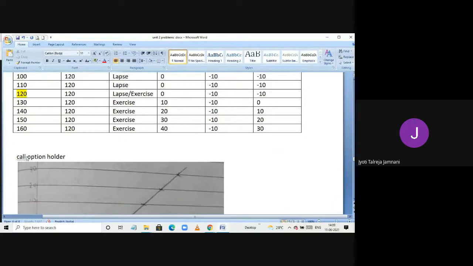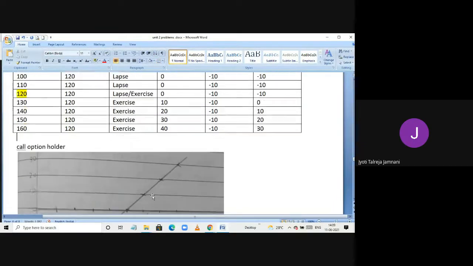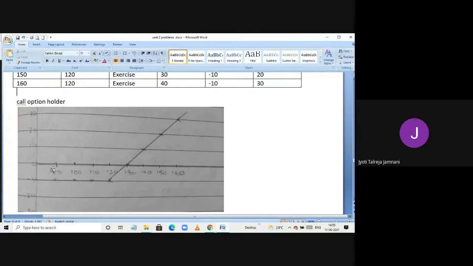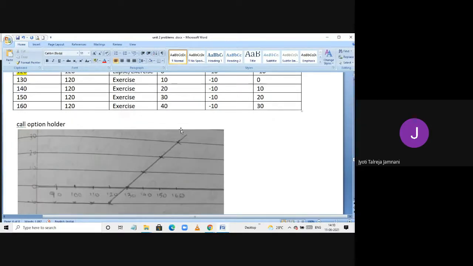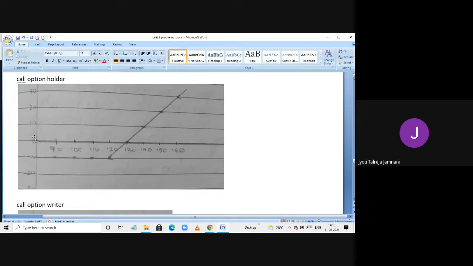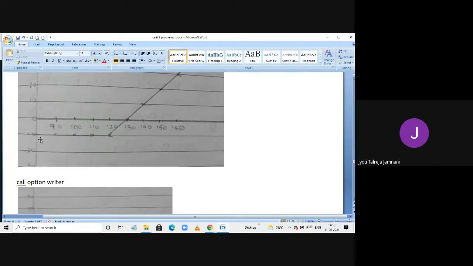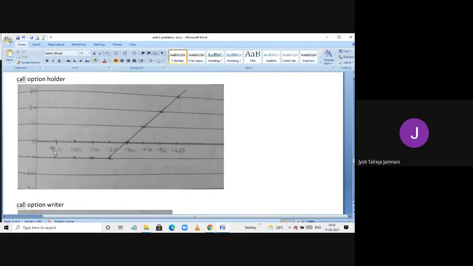Now if we show the graph, again on the x-axis we take all the prices from 90 to 160. Now look at the gain. Maximum gain is 30 and loss is 10. So if we take 5, 10 as interval, 5, 10, 15, 20, 25, 30, the graph will go very big. So I'm taking 1 centimeter is equals to 10. So if I take 10, 20, 30, I can fit the graph in a smaller place. Minus 10, minus 20, minus 30.